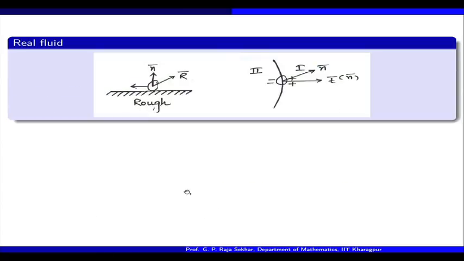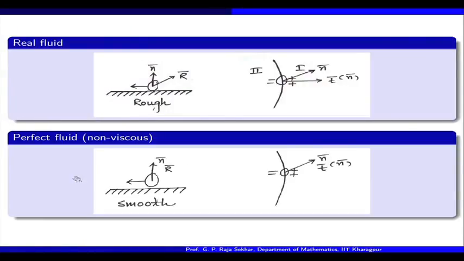Now, we classify the fluids depending on the roughness, that is, what the reaction is. If you take a surface element where it is a rough surface, and the normal is in this direction and you have a fluid on top of it, the corresponding reaction will be in an arbitrary direction. That is accordingly shown here. If this is n bar, the corresponding stress vector is in some arbitrary direction. Why is this? Because the surface is rough. This is typically a real fluid.